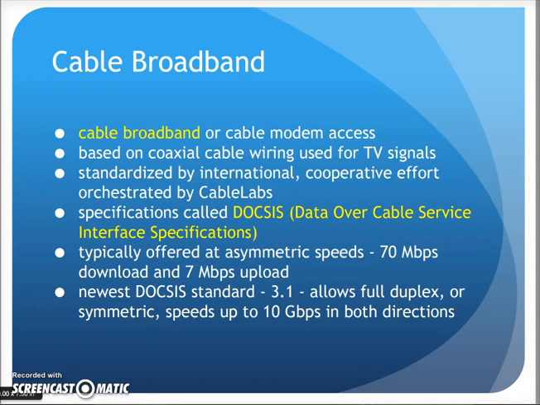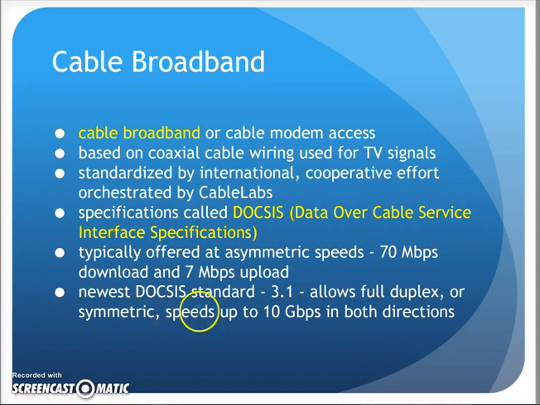So along came a standard specified by Cable Labs. They basically came up with a way to do this, and the specifications called for the DOCSIS standards, Data over Cable Service Interface Specifications. And there's a bunch of different those standards. Typically offered at asymmetric speeds, 50, 60, 70 meg download, and 5, 6, 7 meg upload kind of thing.